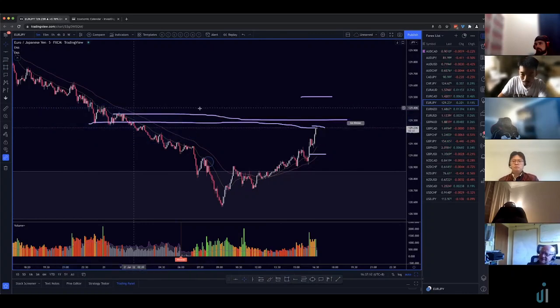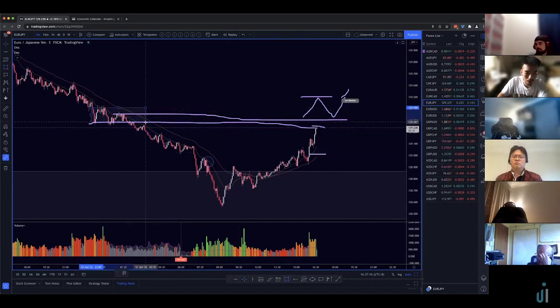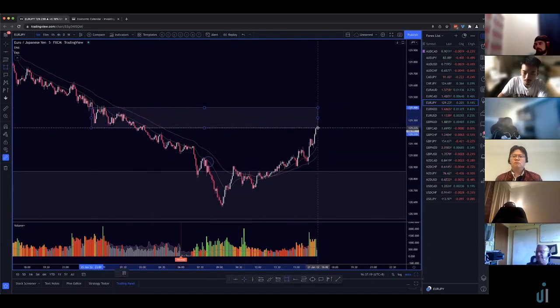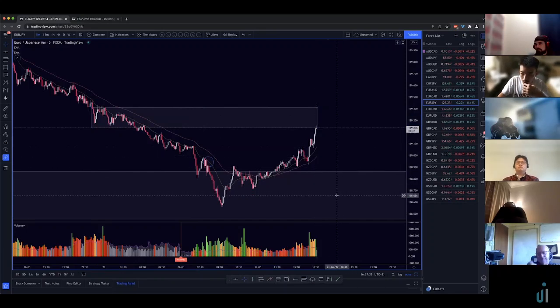So the pullback will come. What do you think? How much do you think you should extract around areas like this? What I think, 50% and move the stop loss to break even.